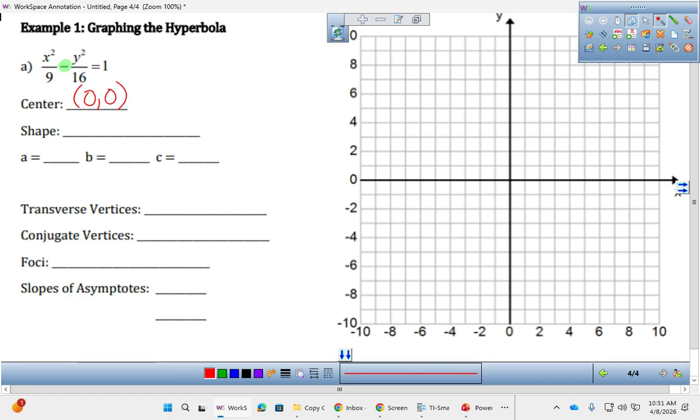Now, when I say shape, at least for the first few, just to make a mental note, I'm talking about which way it opens. So because this is an x squared hyperbola, it's going to open in the x direction, meaning it's going to open left and right. Now, if this was reversed and the y squared came first, it would open up and down. All right, so when I make my final graph, it's going to go opposite directions, left and right. So that's what I mean by shape.